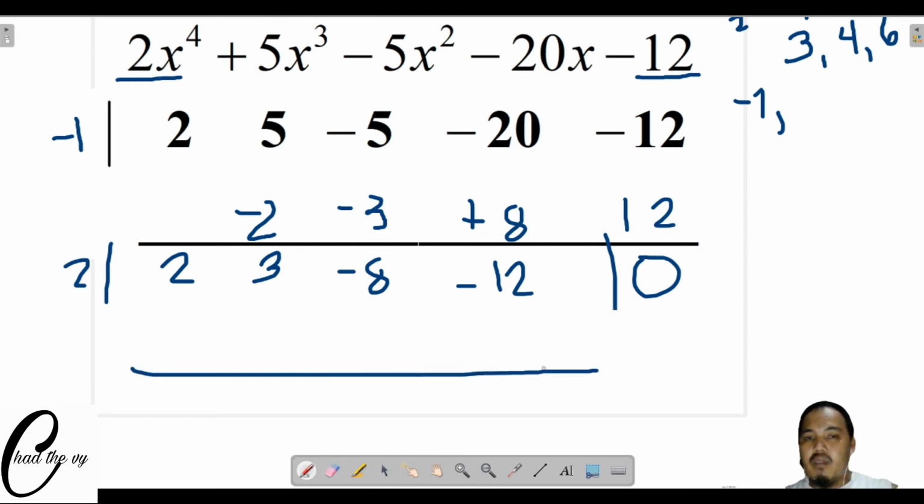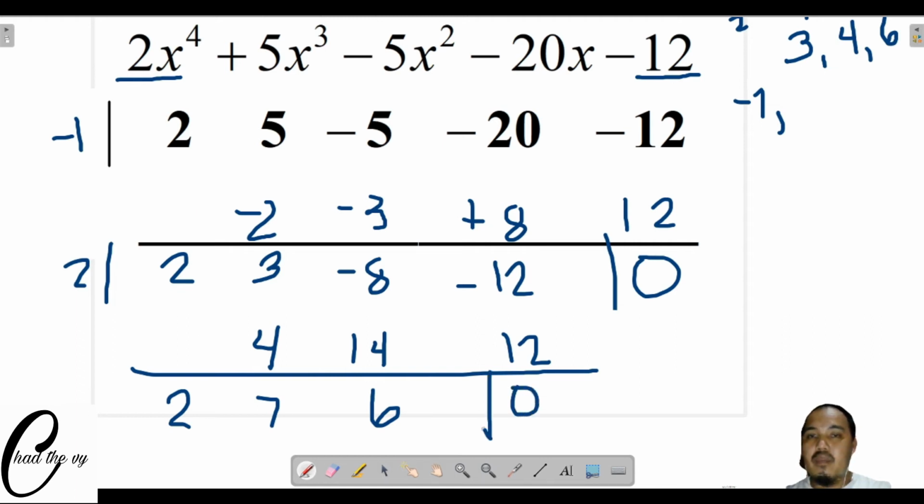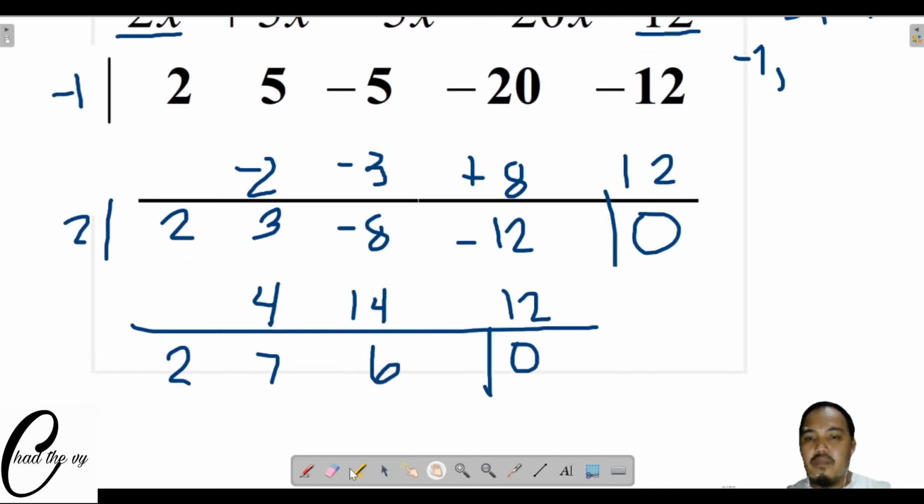Okay, so i-evaluate ulit natin. So 2 times 2 is 4. 3 plus 4, 7. 7 times 2, 14. Okay, 14. So 6 ito. 6 times 2 is 12. Yan, 12. Positive din. 0 tayo. Okay. Dahil nag-0 yun, ibig sabihin si positive 2 ay factor. Yan, may dalawa pa tayo.